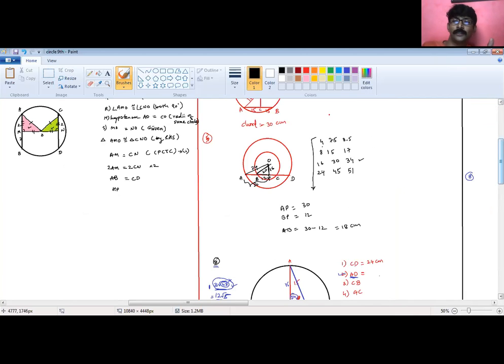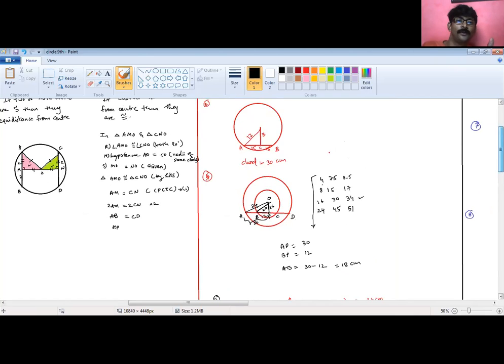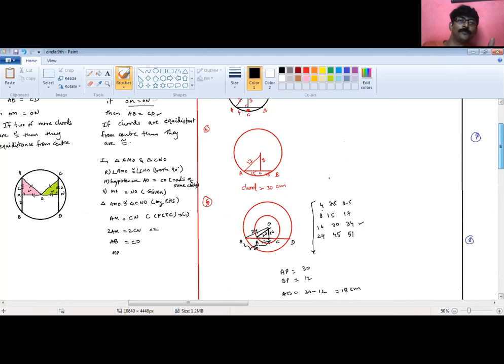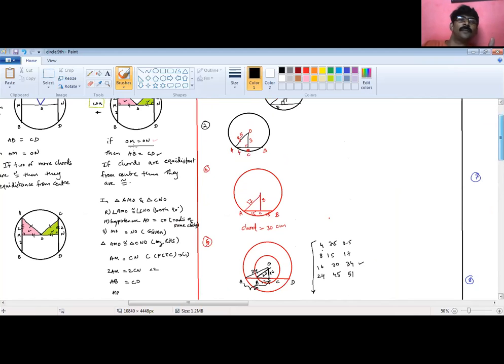Okay, this is the entire proof. I'll just show you over here. This is what you are supposed to write in your proof. First of all, draw the diagram, then write down what is given, then what is to be proved, then the statement, and then this entire proof. I hope you understood everything.